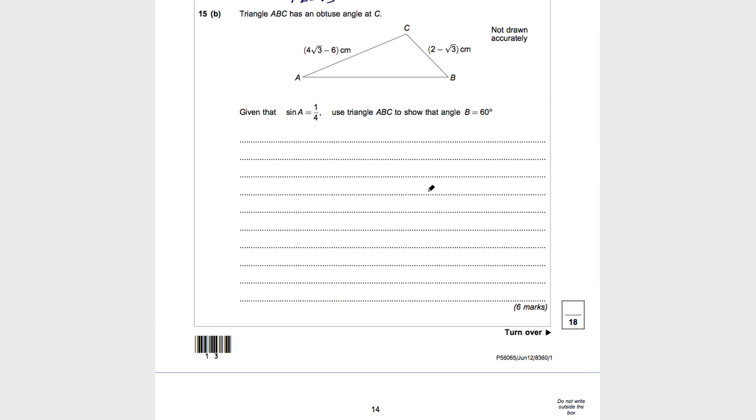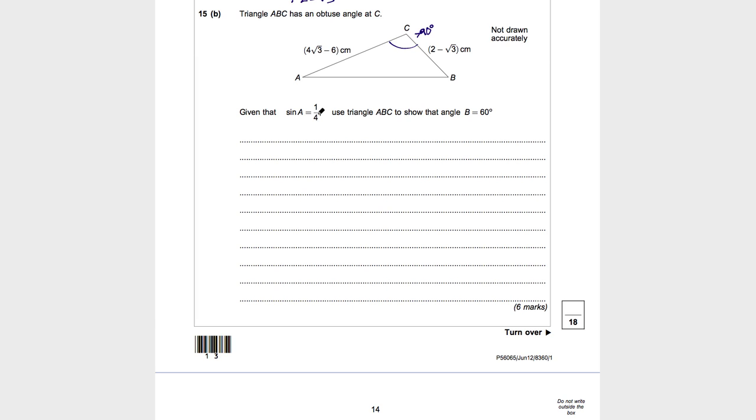Triangle ABC has an obtuse angle at C. That's greater than 180. Sorry, greater than 90, less than 180. Given that sine A equals 1/4, use triangle ABC to show that angle B is 60 degrees.